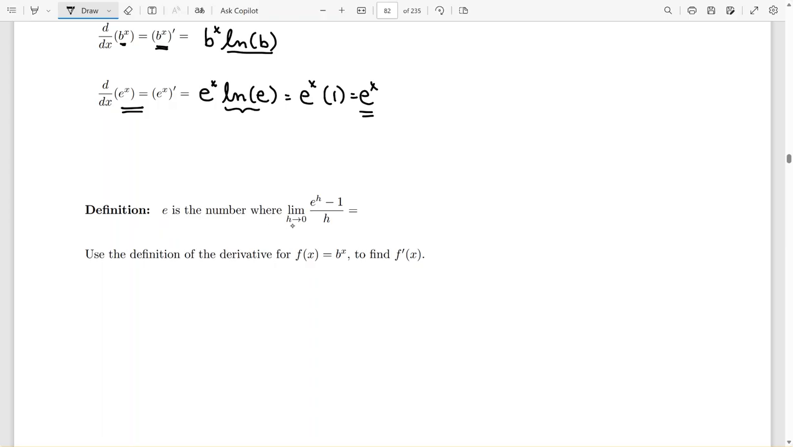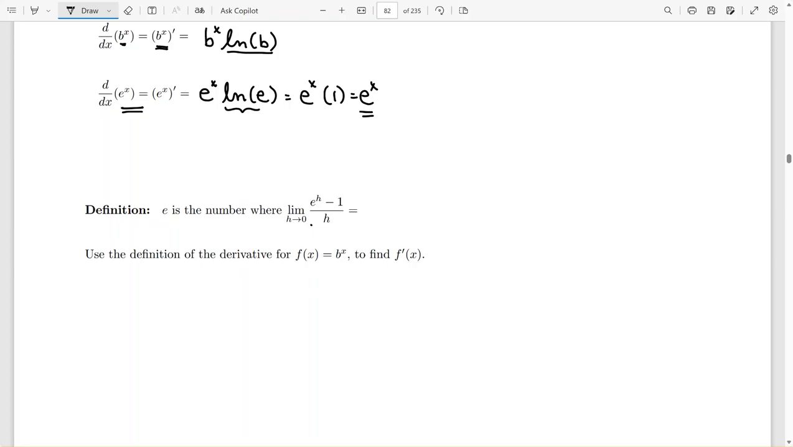E is a number, and using the definition of e, the limit as h approaches 0 of e to the h minus 1 over h. Now we could find this by doing our numbers, plugging in and doing a numerical analysis, because if I plug in 0, I'm going to get 0 divided by 0. This isn't something you can factor either.